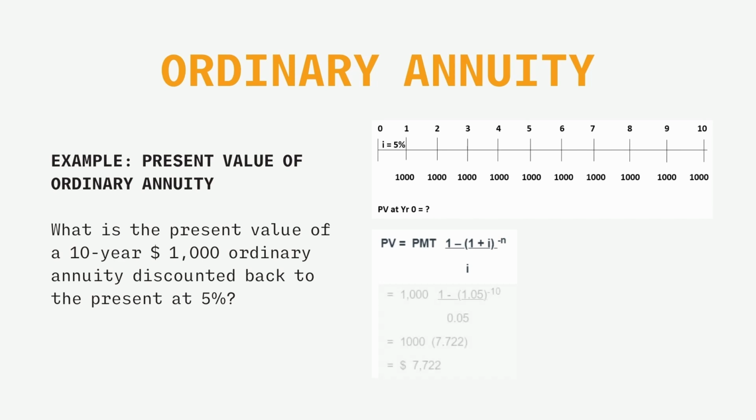Applying the formula of PMT times 1 minus (1 plus i) raised to the negative n, all over i, we now assign at PMT the 1,000 and then multiply that by 1 minus 1.05 raised to the negative 10, all over 0.05, and we will arrive at the answer of $7,722.